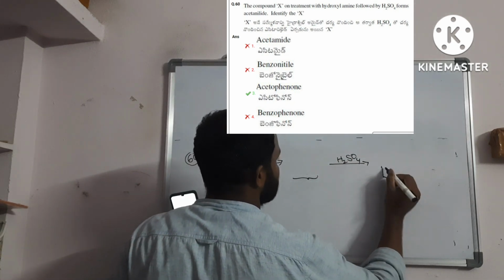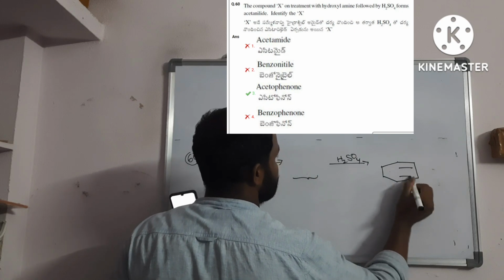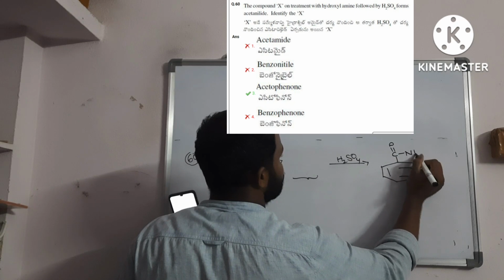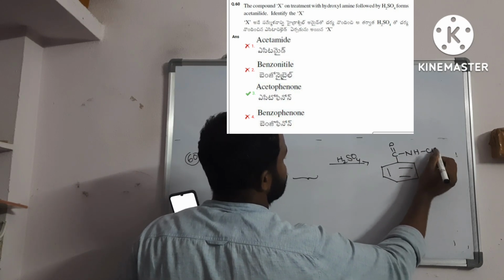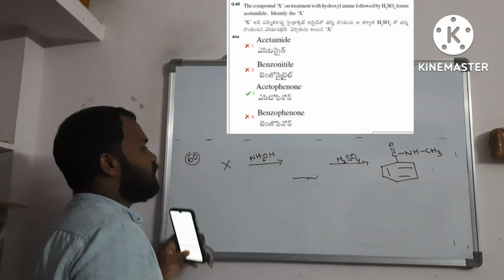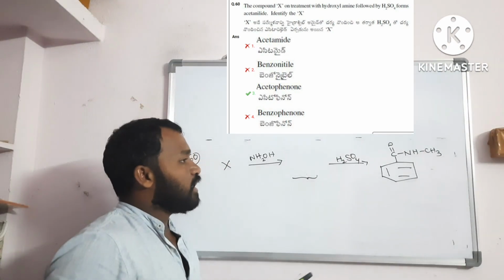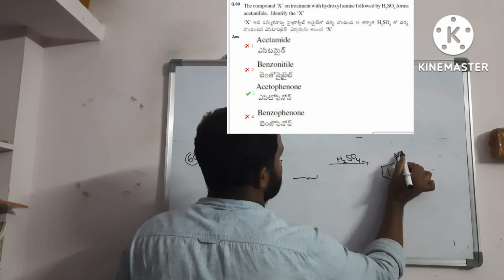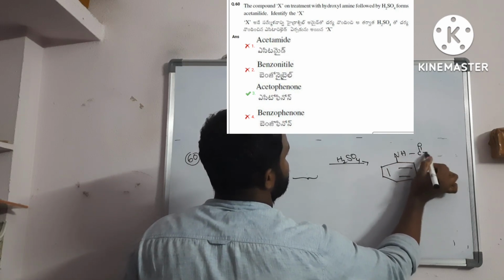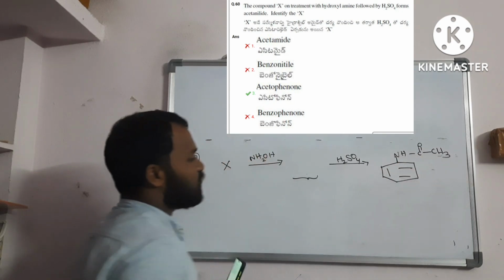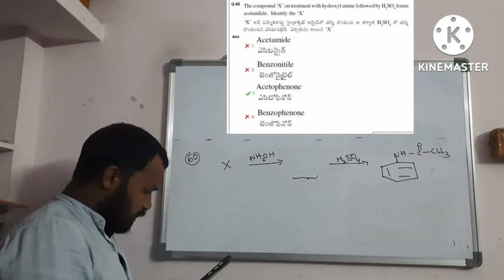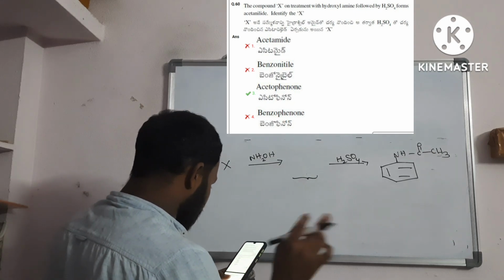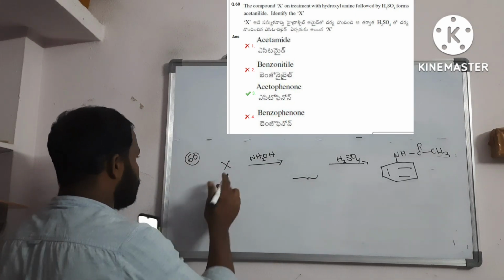What is the acetanilide structure? C double bond O NH CH3. This is the acetanilide structure. Sorry, NH C double bond O CH3. This is the acetanilide structure. So the first option they gave is acetamide, but I am not going to take acetamide. Directly I am going to take acetophenone as the X.